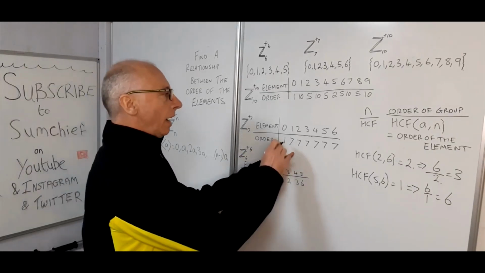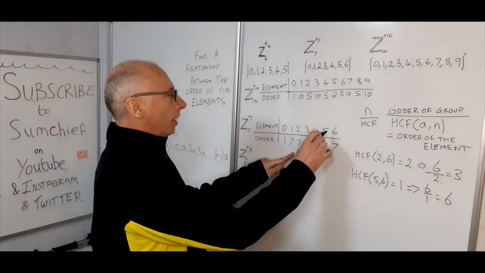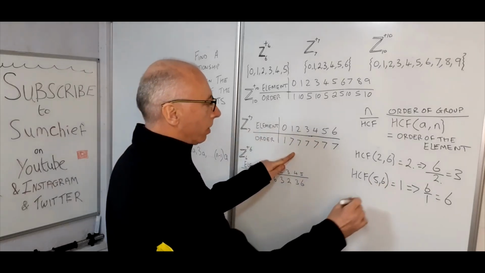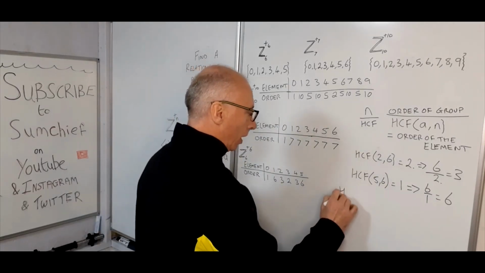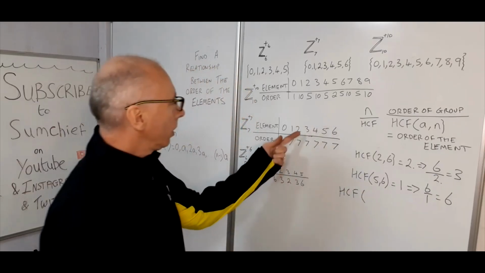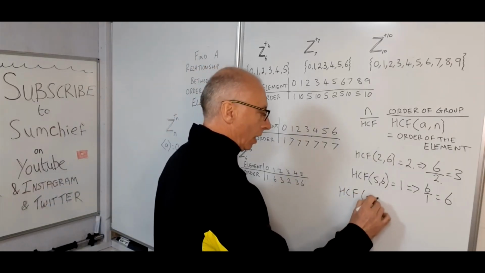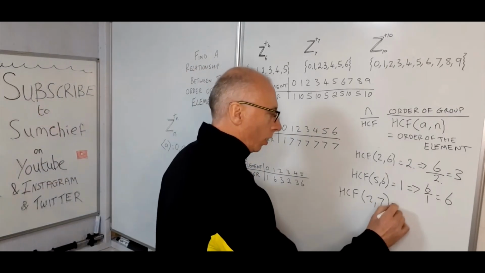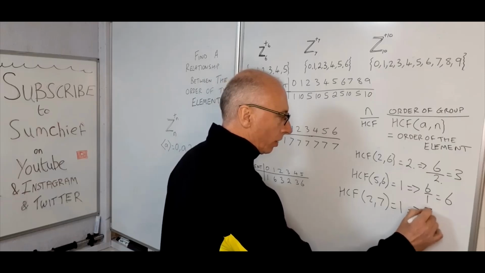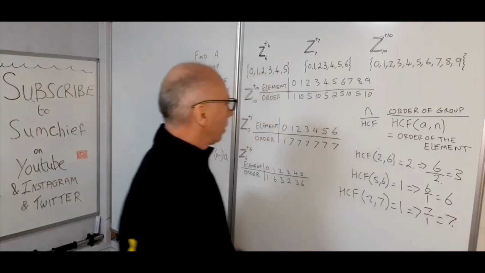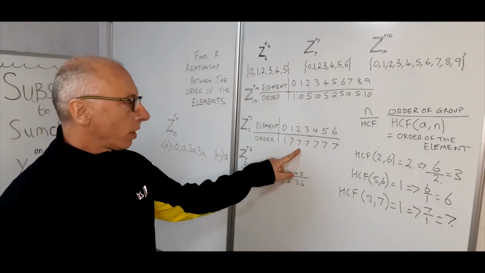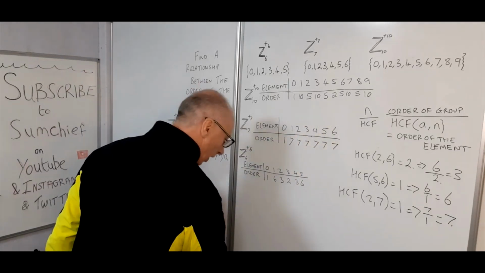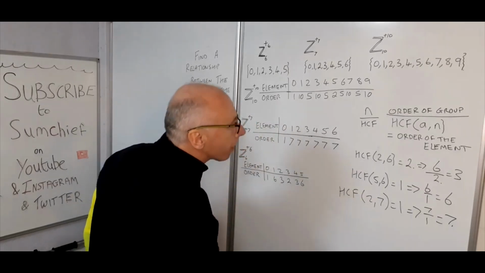Now here, every element in here is co-prime to the 7. So it will give us a similar result to this. So for example, highest common factor of, let's pick 2 and 7. 7 is the order of the group, is 1, which leads us to 7 over 1, which equals 7. Element 2 is of order 7. Okay, let's try a few in this one here. Let's see what result we get there.